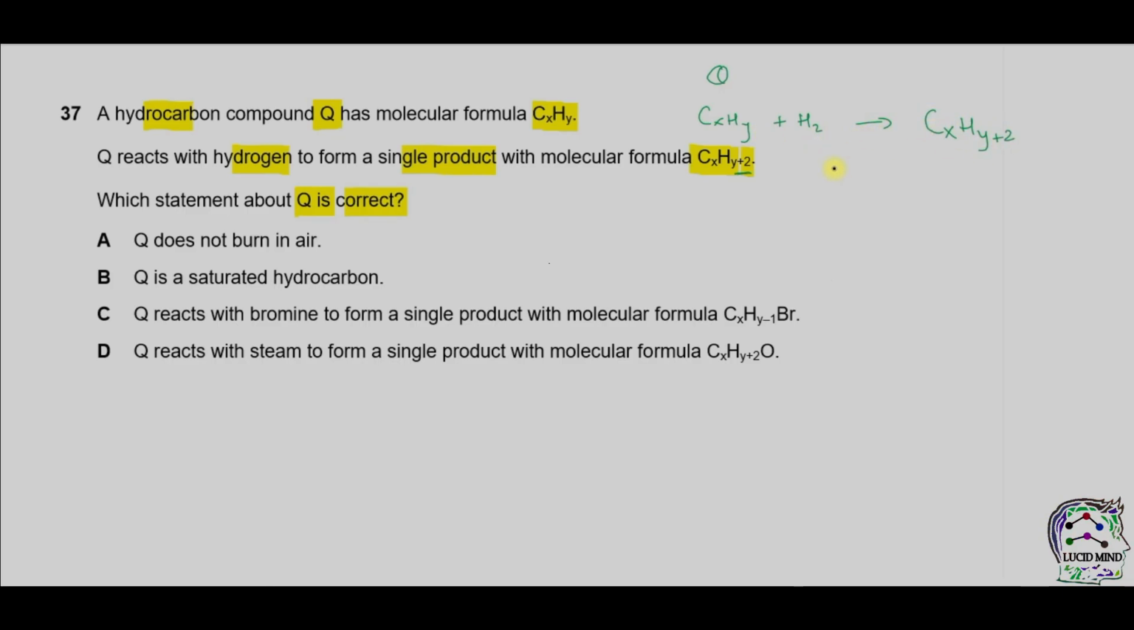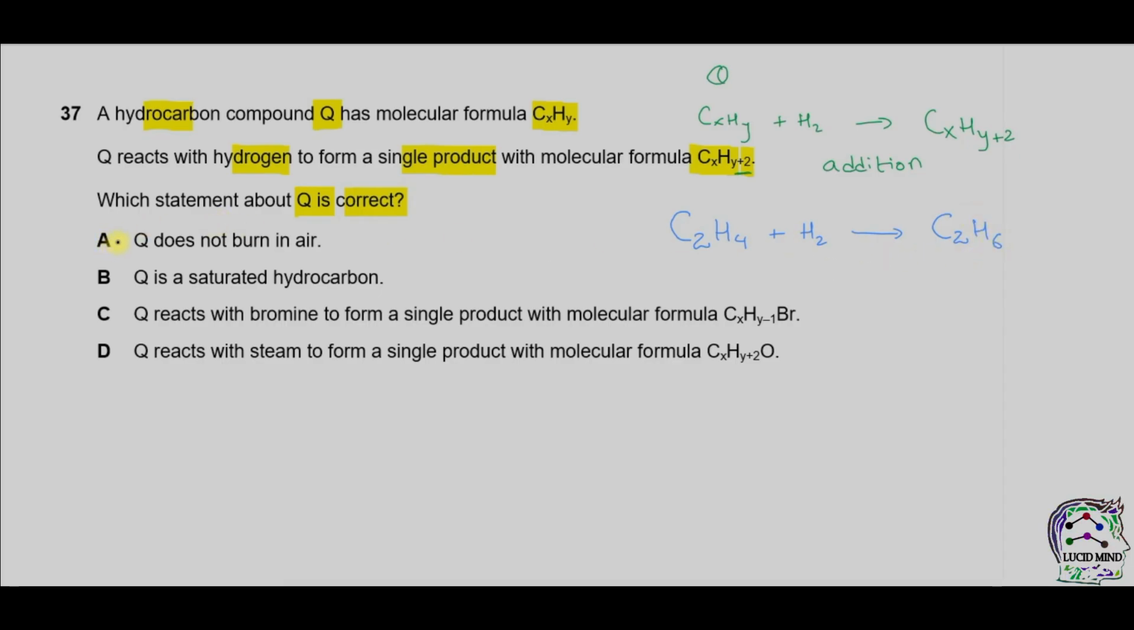So this is simply an addition reaction, and we know that the addition of hydrogen can take place in alkenes. So if we take this one as alkene, let's suppose it is ethene C2H4, we have double bond between these 2 carbon atoms, plus hydrogen, it will form ethane, which is C2H6.